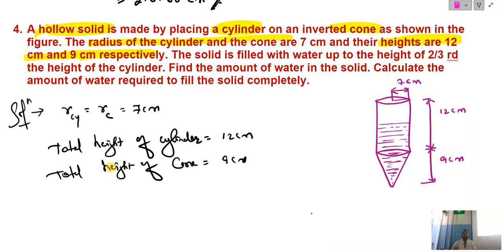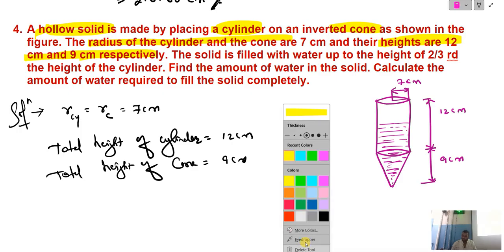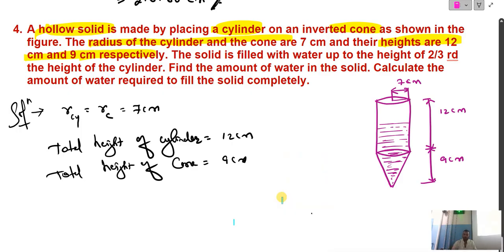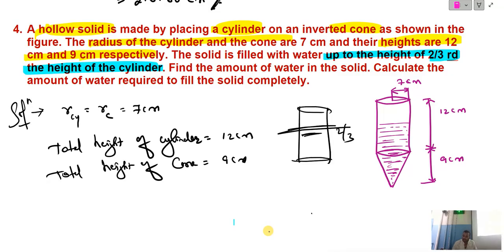Up to where is the water filled? That is a major condition here. This solid is filled with water, up to the height of two-third of the height of the cylinder. Of the total cylinder height, two-third of it is filled with water.